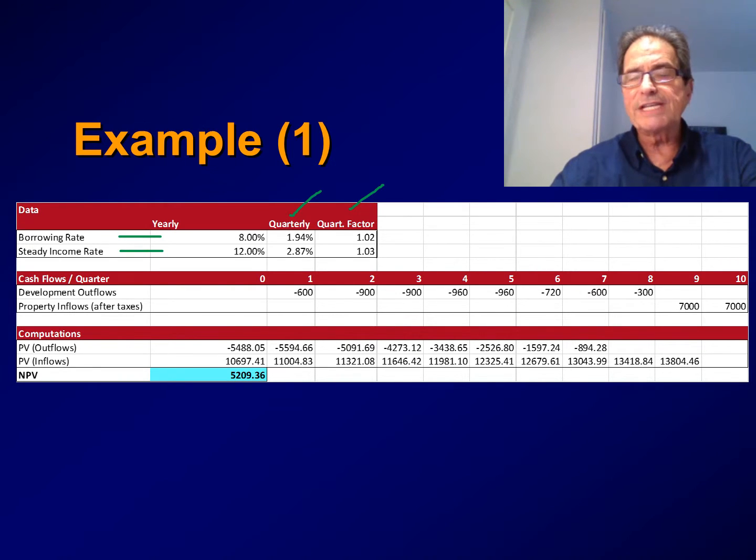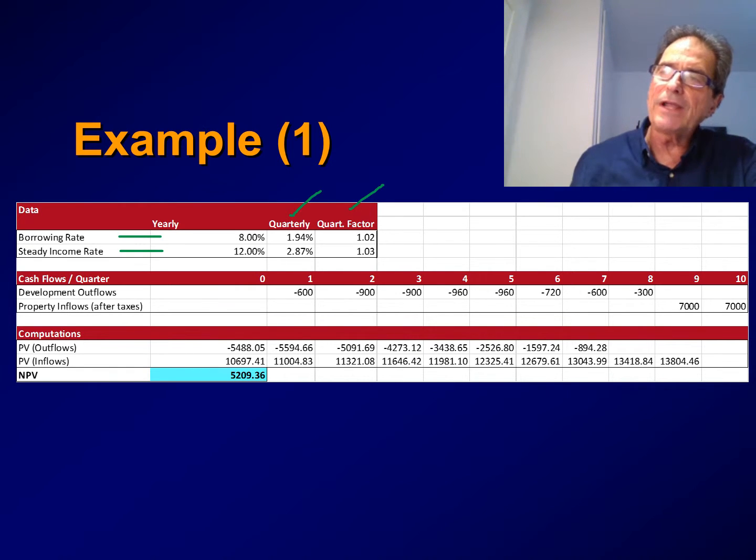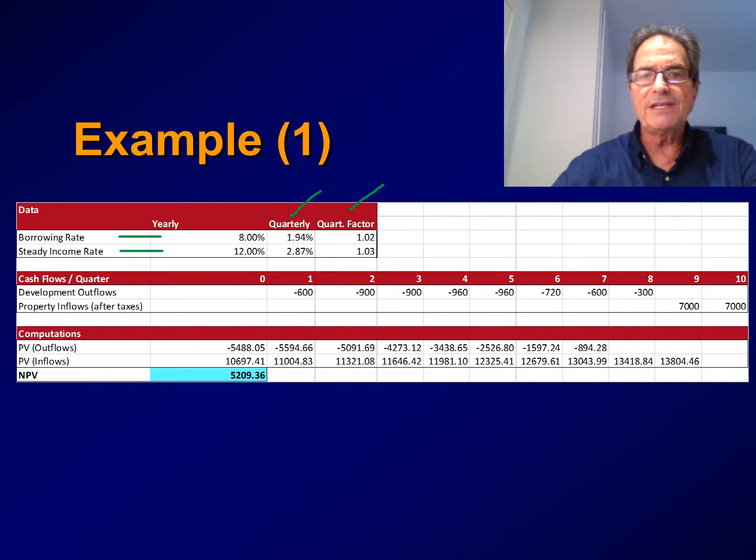And then we have also the steady income rate, meaning the steady state rate corresponding to the finished income property. And we are assuming that that rate is equal to 12%. And the corresponding quarterly rate will be 2.87%.